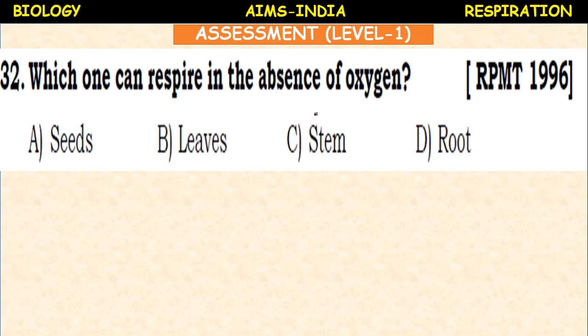Which one can respire in the absence of oxygen? Seeds, leaves, stem, root. Here in seeds, a little anaerobic respiration takes place. But when you soak the seeds in water and tie them in a cloth, sprouts are produced. In the sprouts, aerobic respiration takes place because enzymes get activated.